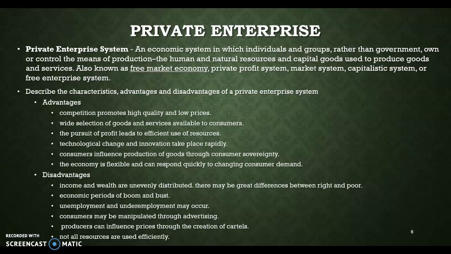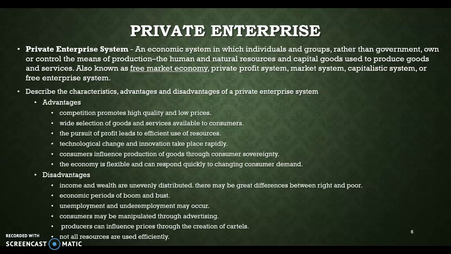Some of the disadvantages are that income and wealth are unevenly distributed. Economic periods of boom and bust, as we see the stock market going up and down now. Unemployment and underemployment may occur. We see unemployment right now because a lot of businesses are closed, so they cannot have as many people working as they had before. Consumers may be manipulated through advertising, as we see in the commercials and the ads on Instagram and Facebook.